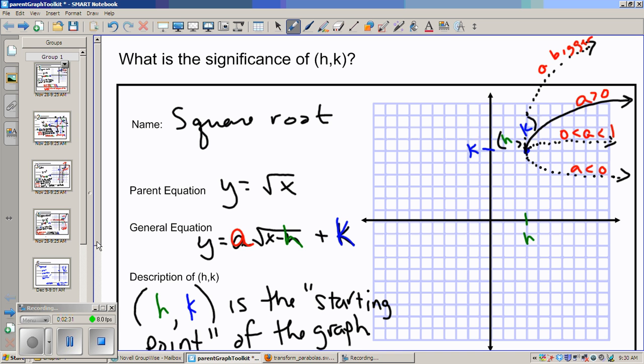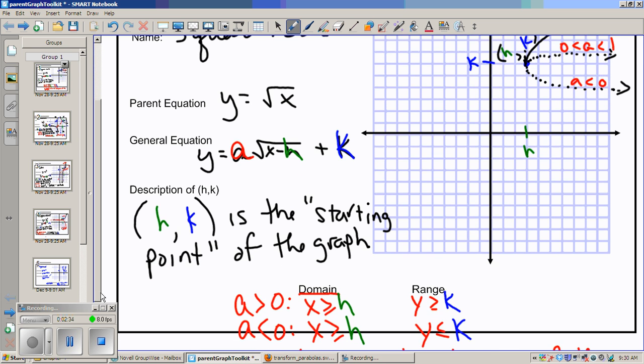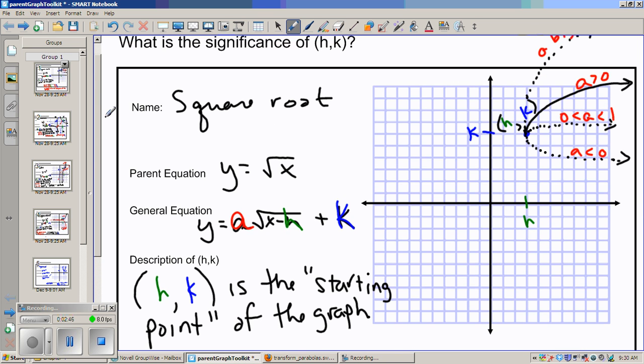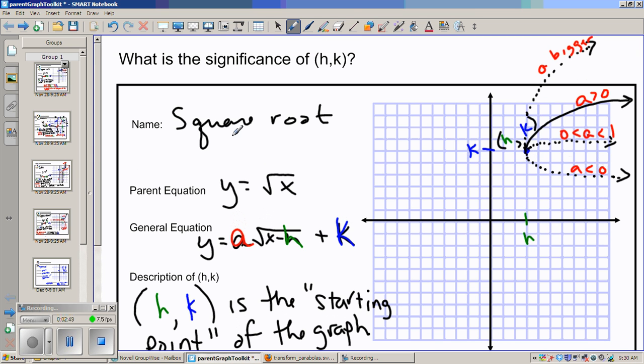Again, as a was greater than 0, this parabola got wider or bigger, this half. So I put in dashed lines here. The bigger a gets, the wider that curve is going to be. And then for a fraction like 0.1 or 0.5, between 0 and 1, the graph is going to just start to lay flat out. When a equals 0, it would be a straight line. If a becomes negative, all of a sudden we have the curve going this way.